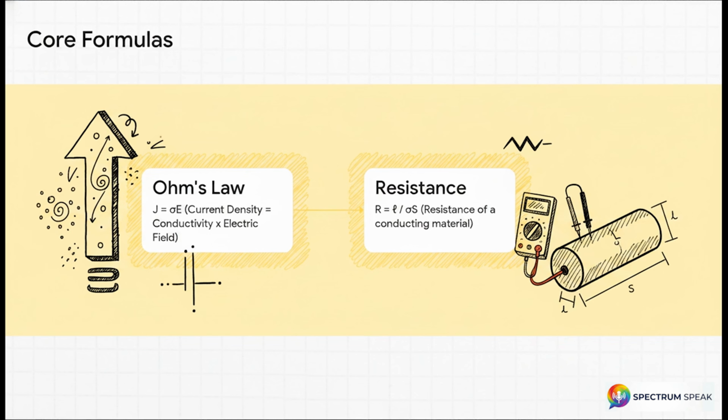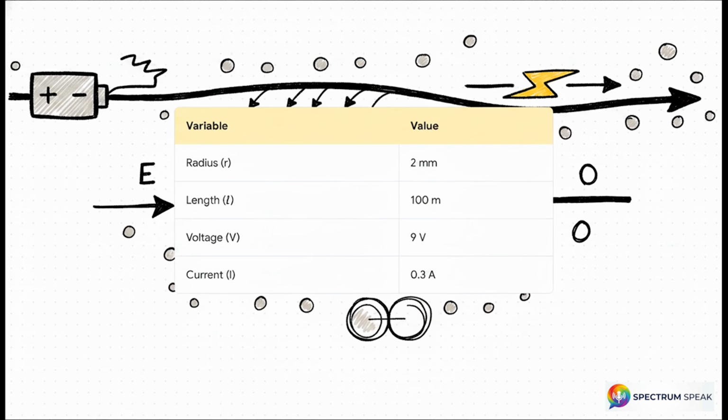So let's actually put these formulas to the test with a classic real-world exam problem straight from the text. Imagine we've got a conducting wire. It has a radius of 2 millimeters and a length of 100 meters. We apply a DC voltage of 9 volts right across the ends, and that gives us a current of 0.3 amps. Our mission? We need to find the uniform electric field inside the wire and calculate its exact conductivity.